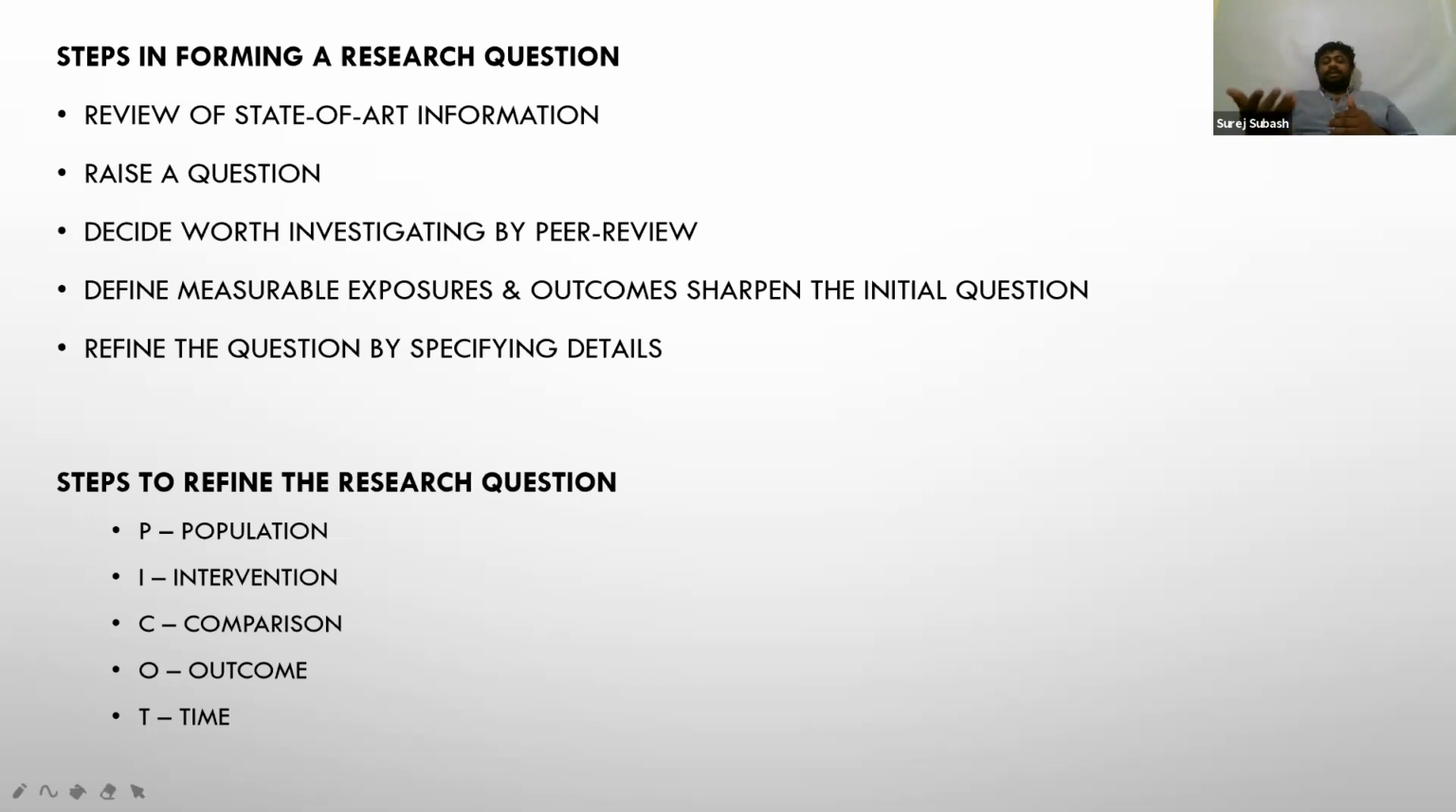Then at the next level, the question will be like, what is the level of reduction in blood sugar, whether it is fasting or postprandial? What are the optimal type, frequency, intensity, or duration of exercises? What are the risks and what are the other benefits? So the question keeps on improving at each level. And then the next step is to define measurable exposures and outcome. Here the exposure is the exercise, and the outcome is the reduction of blood sugar level.